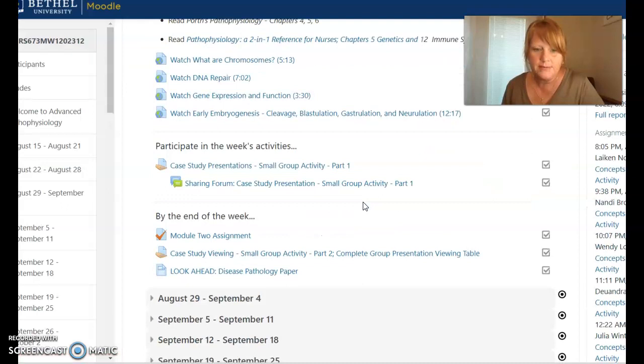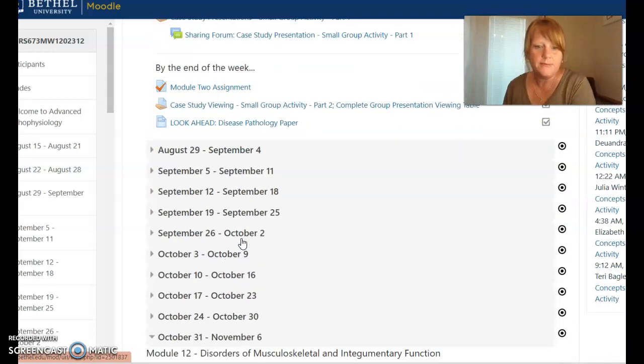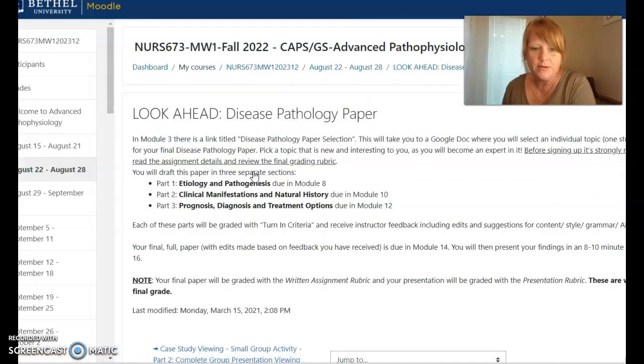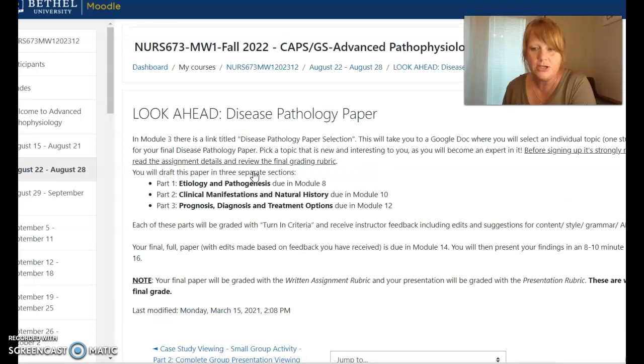And then just similar to last week, there's a Module 2 assignment that is pertinent to the information that you did in your readings this week. You can look ahead to your disease pathology paper. Some of you have already signed up there, so if you'd like to get a jump on that, if you know of a disorder or disease that you'd like to know more about, please look there and choose the topic you'd like, and add your name to that document that is being shared.